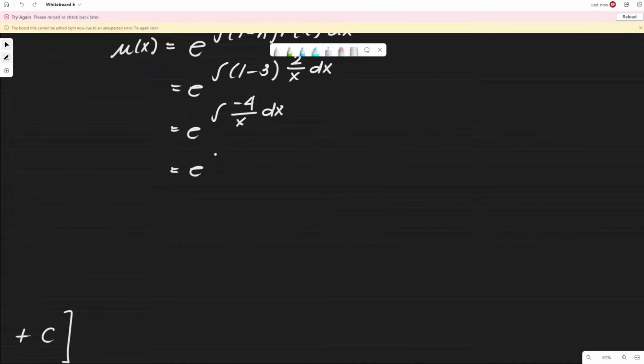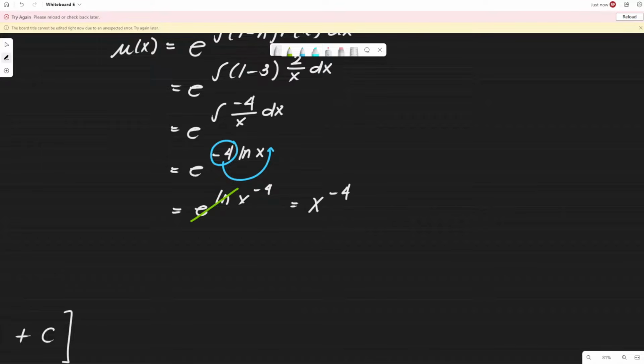So, we have e raised to negative 4 ln of x. Okay, then let's make negative 4 an exponent of x. So, we'll have e raised to ln of x raised to negative 4. Obviously, the e raised to ln will cancel. Okay. So, we have e raised to ln, cancel, x raised to negative 4. Our mu of x is x raised to negative 4. Okay, this is already our mu of x.